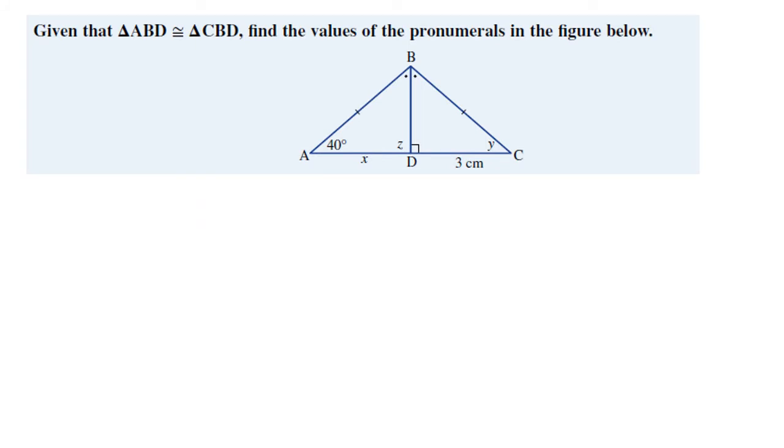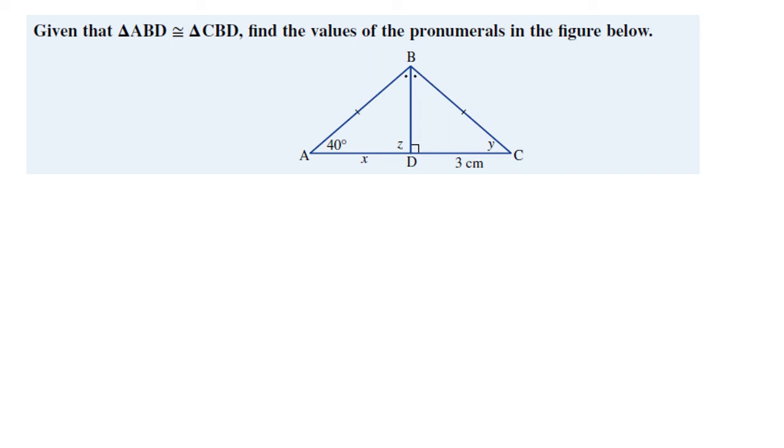All right, so given that our two triangles are congruent, let's just get my laser again to make that clear. We're saying that triangle ABD, this first triangle, is congruent, because of this little symbol up here, to triangle CBD. Both these triangles are congruent. Find the values of the pronumerals. So find what X, Y, and Z equal.